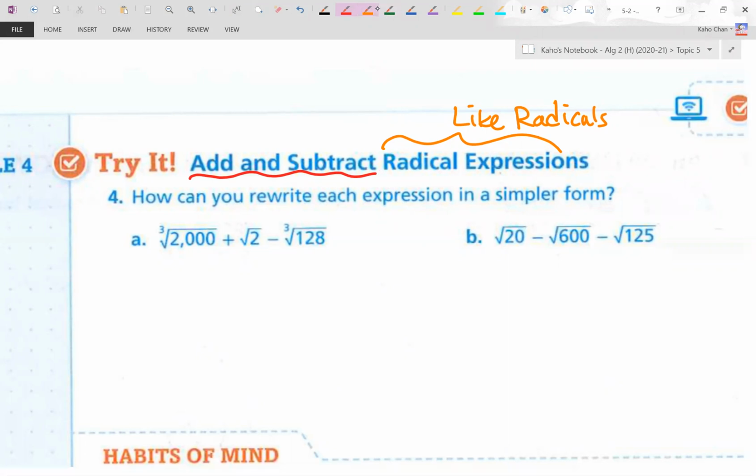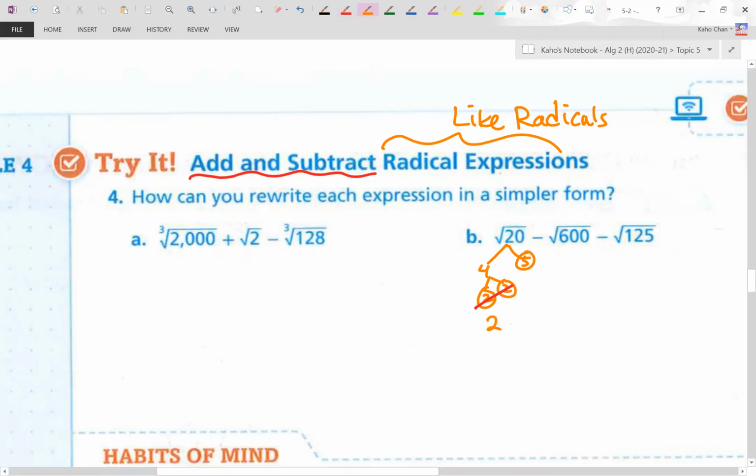20 breaks down into 4 and 5. Circle the prime factors. Bam, there's that first one. So when we're trying to simplify the square root of 20, we have 2, 2, 5. Pair of 2's comes out. So the square root of 20 is 2 root 5, right? Makes sense?